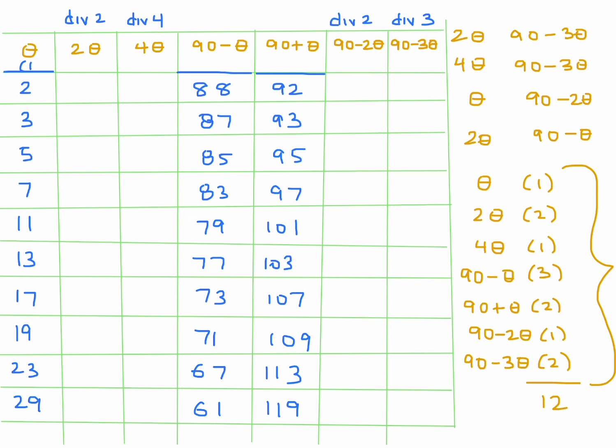Now we want a situation where we have at least 6 primes. Okay, well, there's only one of these guys. 90 minus theta, there's 3 of those. And 90 plus theta, there's 2 of those. So if we have prime, prime, and prime, we'd have 6, because it'd be 1, 3, and 2. Okay, let's see. Which one of these are prime, prime, prime?